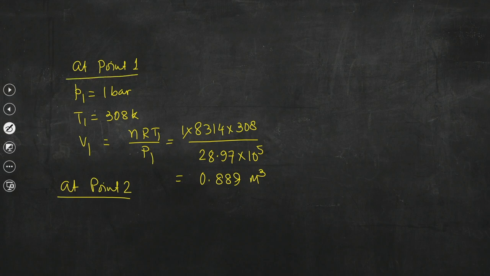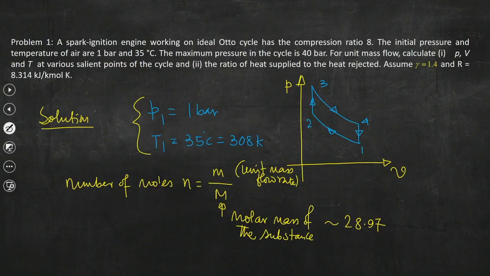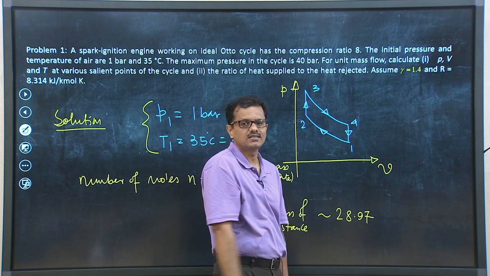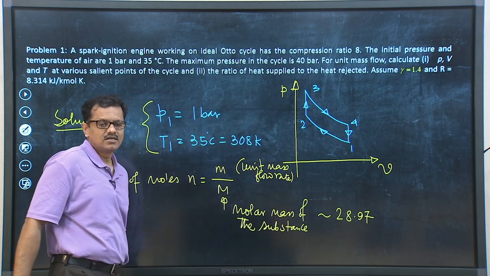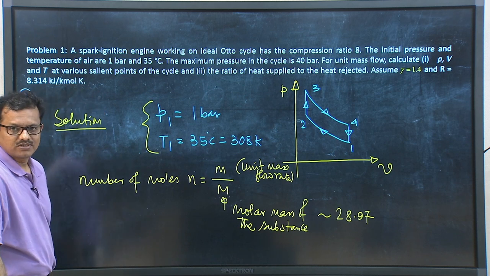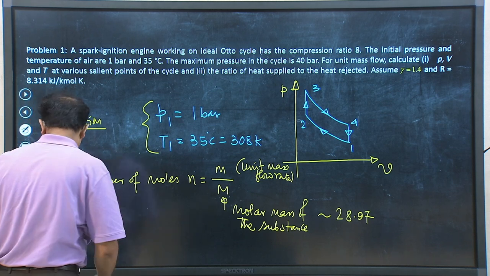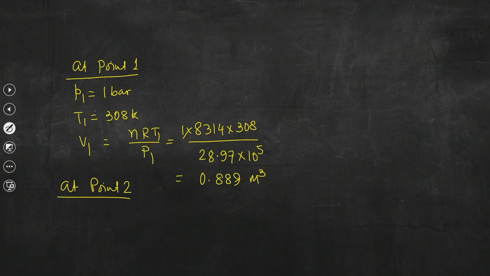Okay. How can we calculate pressure P2? If we go back to the previous slide, we have discussed so many times that this is the compression process 1 to 2, and that is modeled by an isentropic process. So, P2 can be calculated knowing the value of P1. P2 equals P1 into compression ratio to the power gamma.